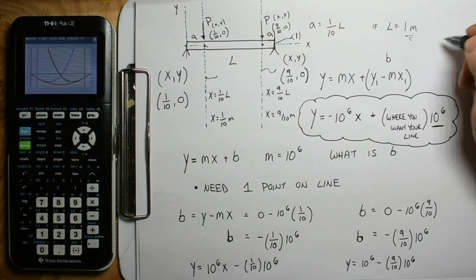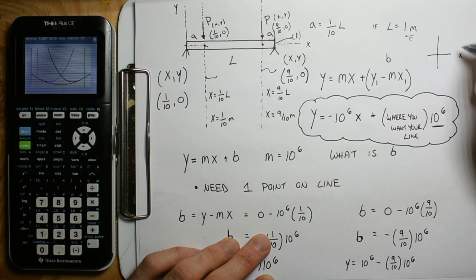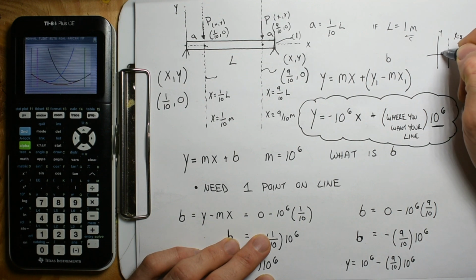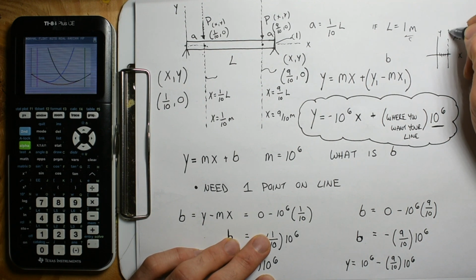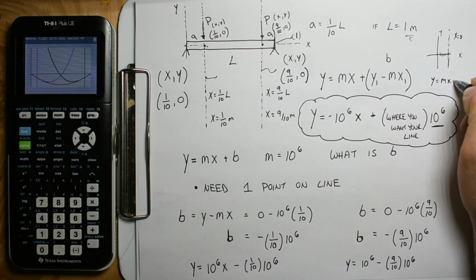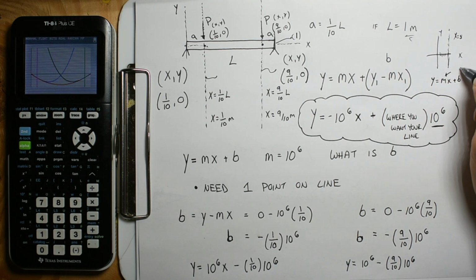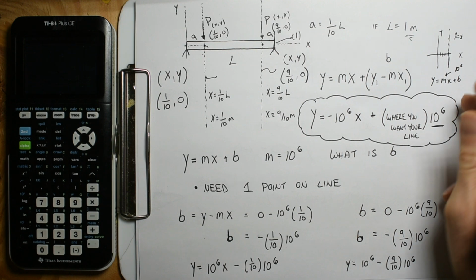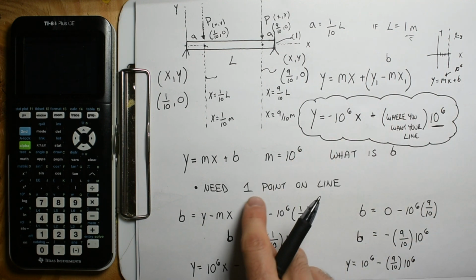If you just had a generic x, y, maybe you want a vertical line at x equals 5: 1, 2, 3, 4, 5. I just want a vertical line right there. Same thing: we're going to do y equals mx plus b. We're going to put a huge slope, 10 to the 6. Now we just need to find our y-intercept.